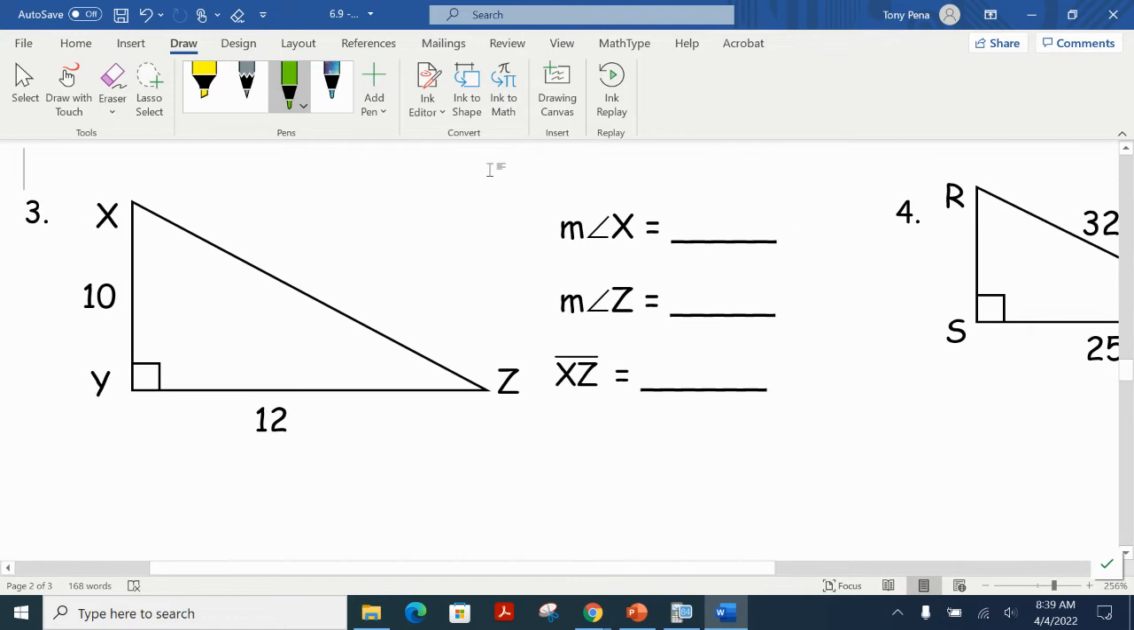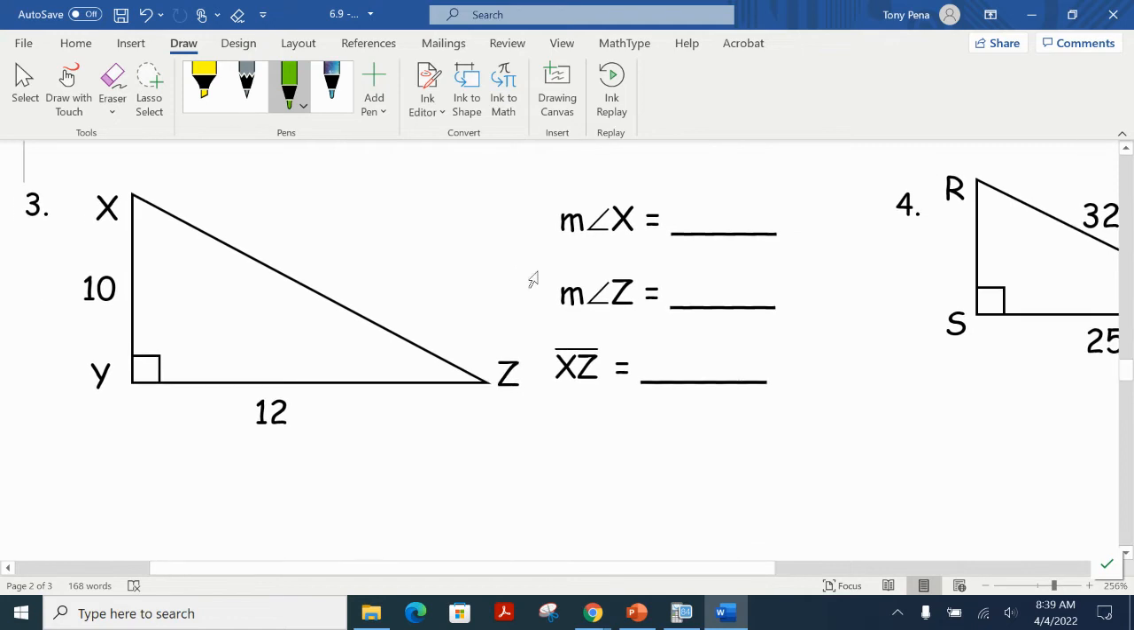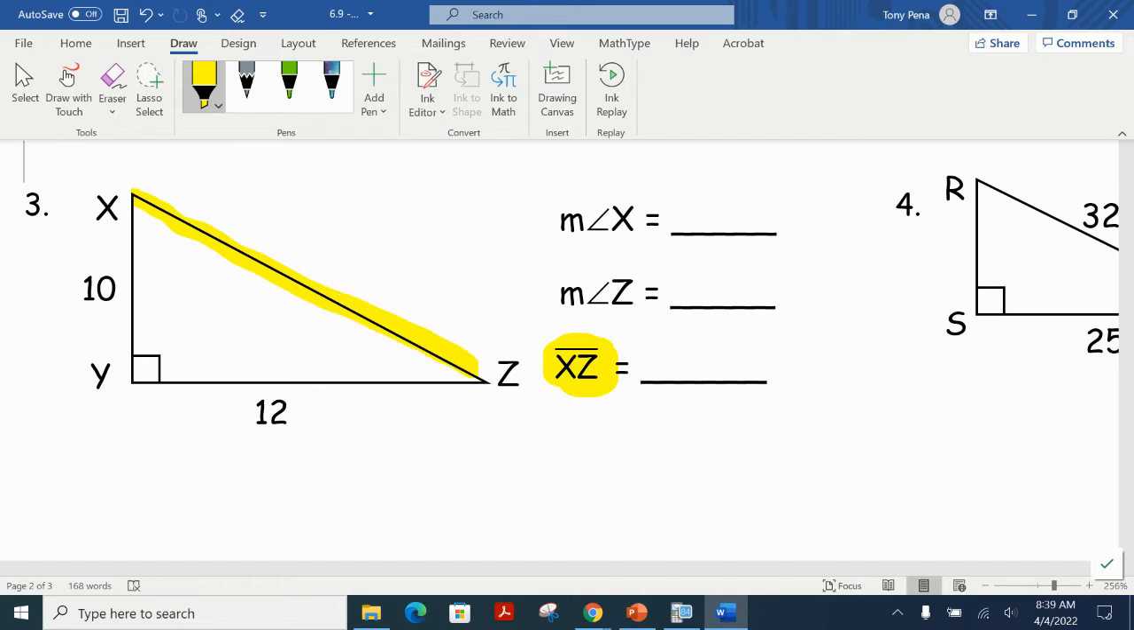All right, number three. A little different. Now the easy one, the one that we can do without having to know the whole SOHCAHTOA, the new right triangle trick stuff that we learned last week, we should be able to figure out this side very quickly. So figure out x, z. So do that for me.